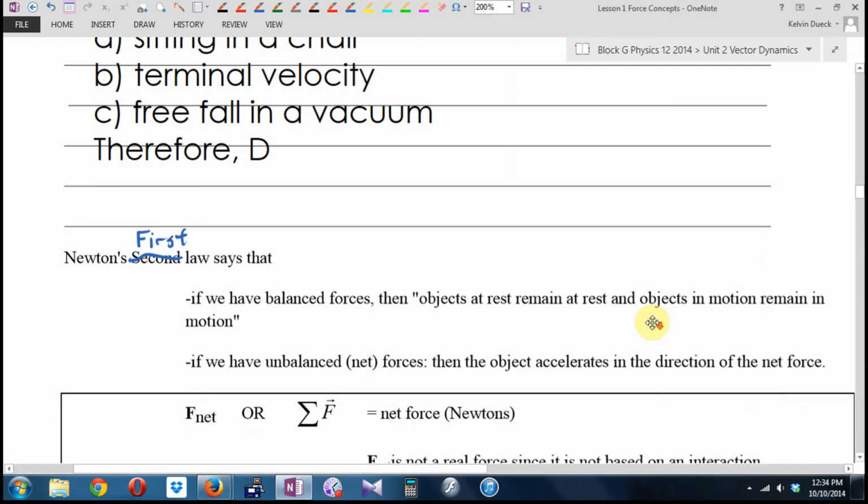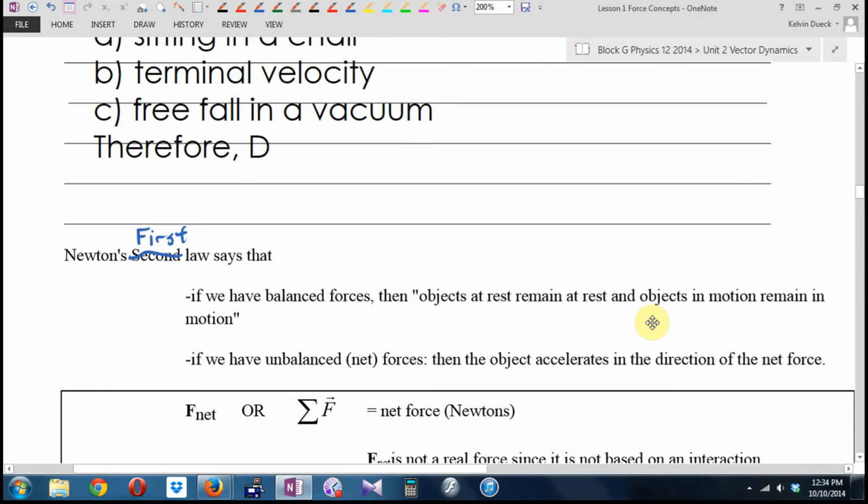Okay. Newton's first law says this. If you have all your forces balanced and canceling out, the object is either at rest or moving in a straight line at a steady speed. It's not accelerating. Objects in motion remain in motion, or objects at rest remain at rest. If you have unbalanced forces, you must be accelerating. Oh, and I can be more specific, in the direction of the unbalanced force.